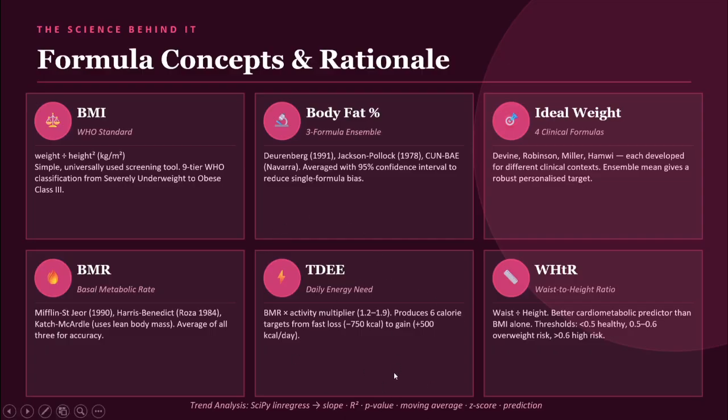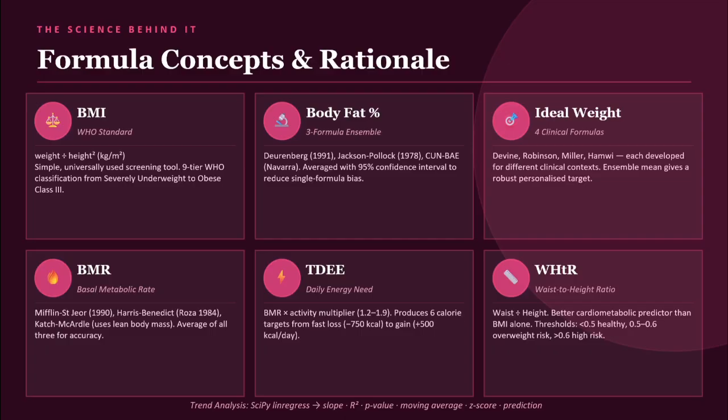Then comes TDEE. Total daily energy expenditure is your BMR multiplied by an activity factor ranging from 1.2 for sedentary to 1.9 for athletes. This gives you 6 personalized calorie targets. Then finally we have the WTHR, a cardiometabolic risk indicator that research shows is actually a better predictor for heart disease risk than BMI alone. Below 0.5 is healthy, 0.5 to 0.6 is overweight risk, above 0.6 is high risk.